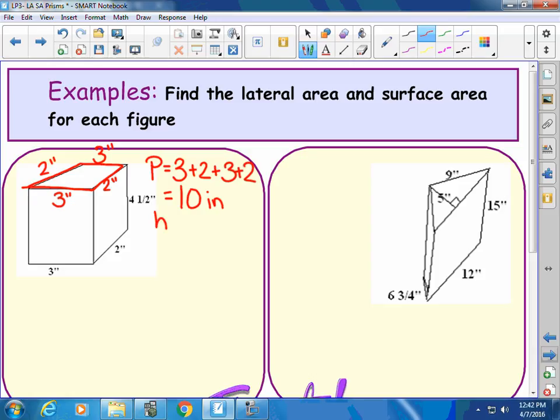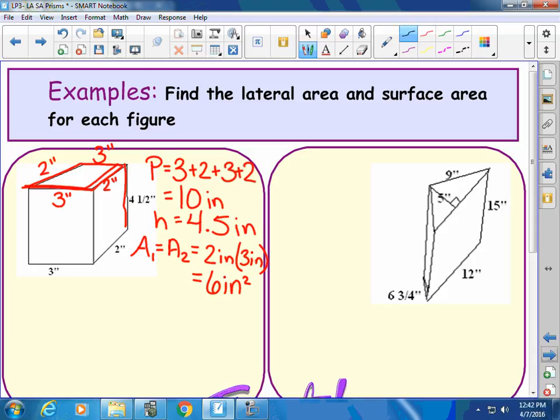The height is drawn on here already, 4.5, so I'm going to put that as 4.5. It's easier to do in my calculator. And remember, area 1 is going to be equal to area 2. And those are going to be found by the area of the base. And so, because it's a rectangle, I'm going to be doing length times width. And so the areas are both 6 inches squared.